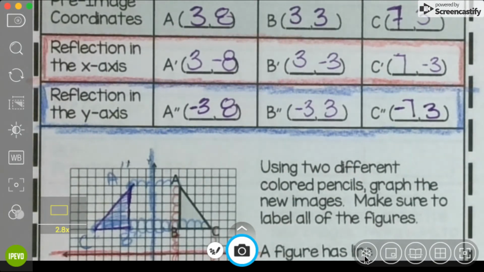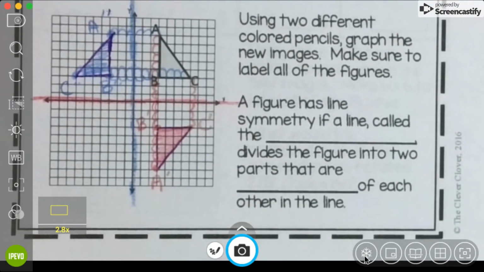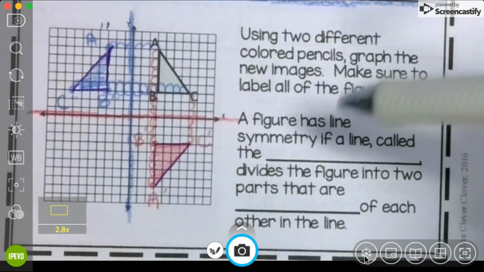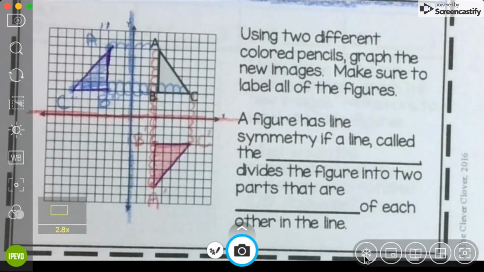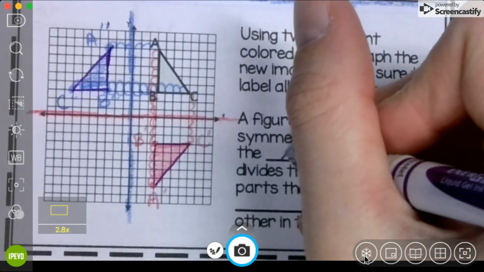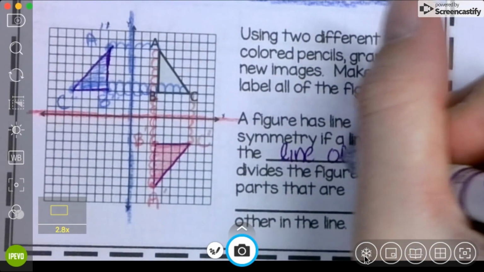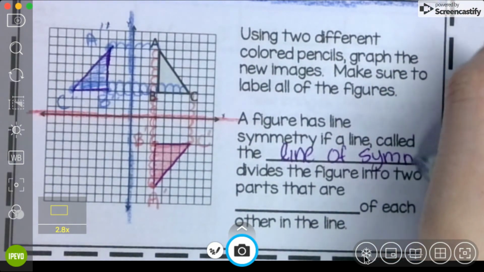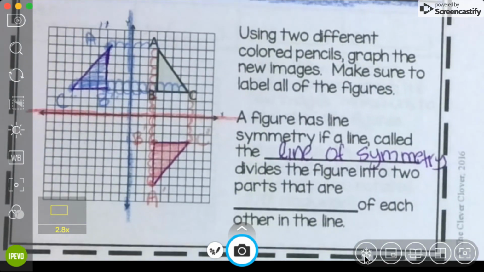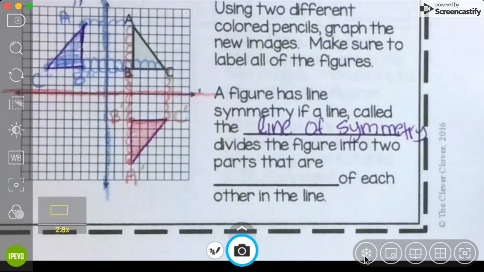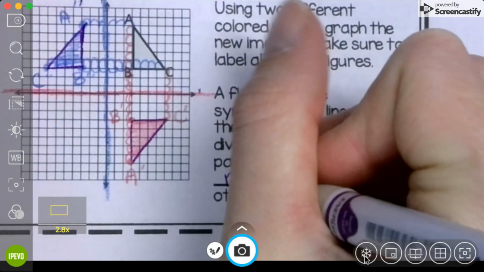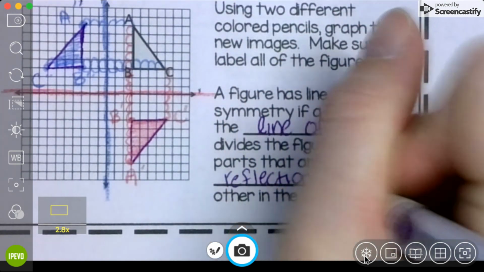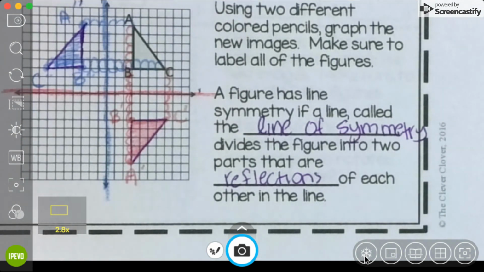Okay? Then at the very bottom, it says, a figure has a line of symmetry if a line, called the line of symmetry, divides the figure into two parts that are reflections of each other in the line. Okay? We got this.